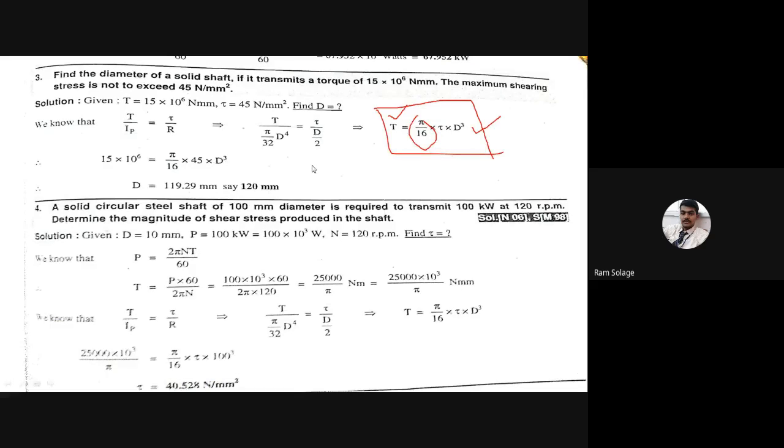Now write down the problem number 3. Written problem number 3. Write down problem number 3.